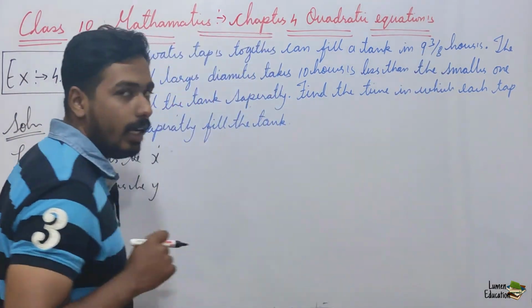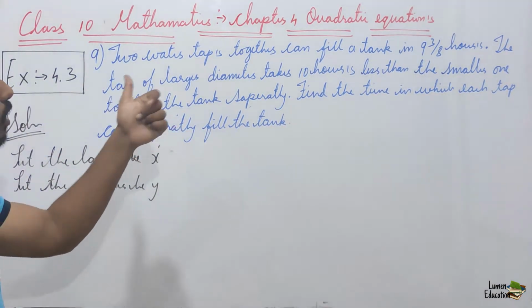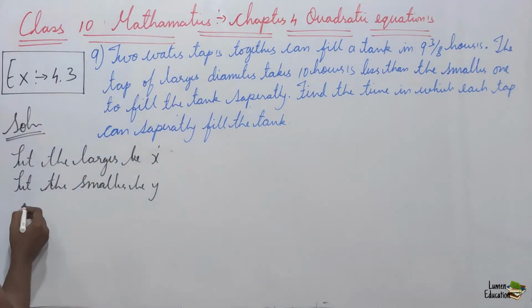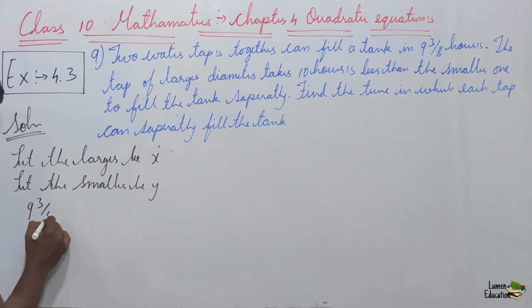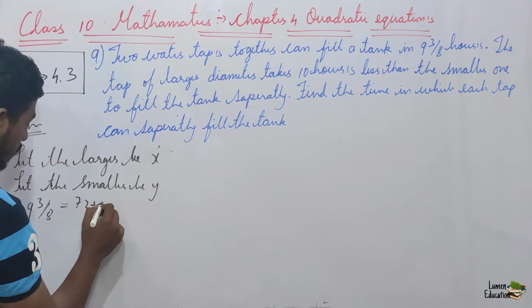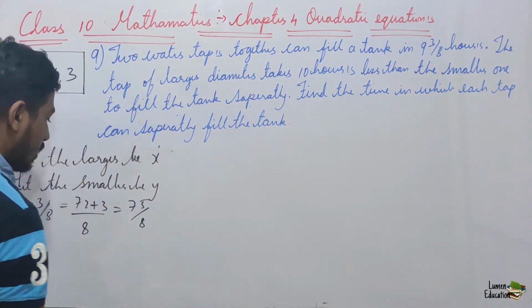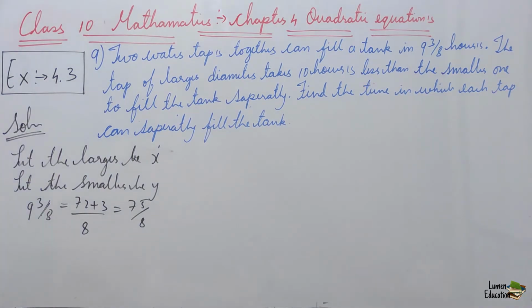Now, when it is X and Y, one more statement is given, that is 9 integer 3 by 8, which is the time taken to fill the tank. 9 integer 3 by 8 is 8 9s are 72 plus 3 divided by 8, which is 75 by 8. So this is the total time required to fill the tank.